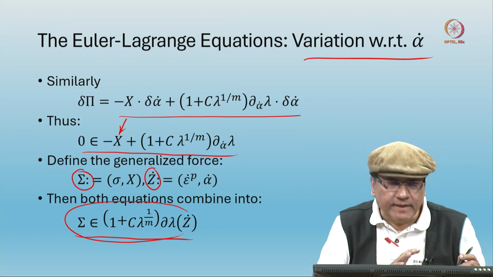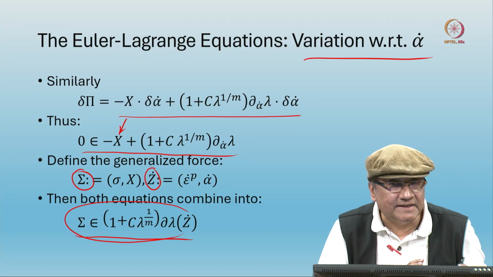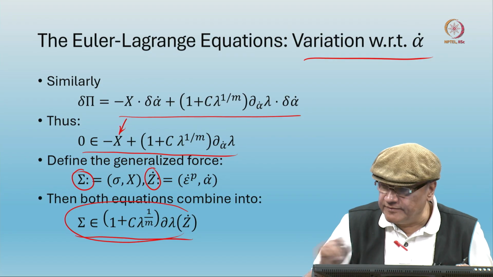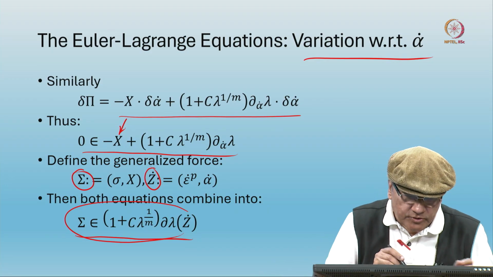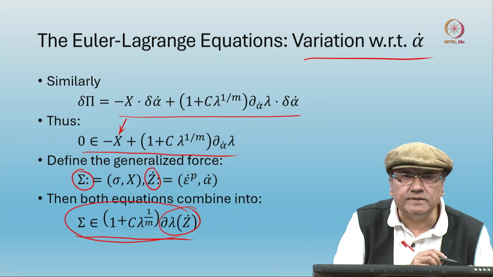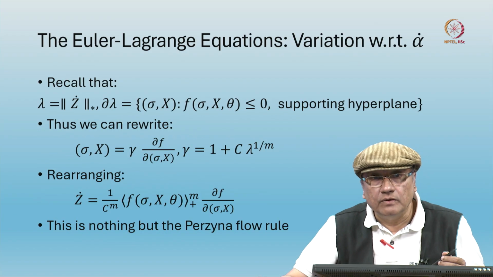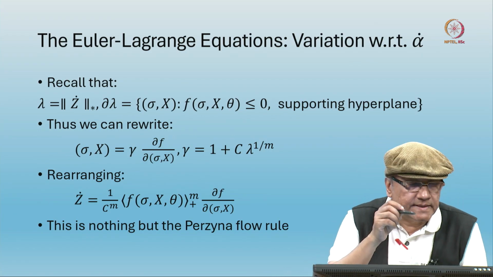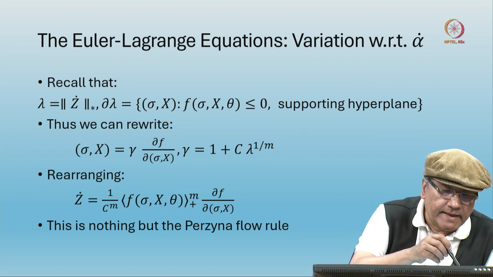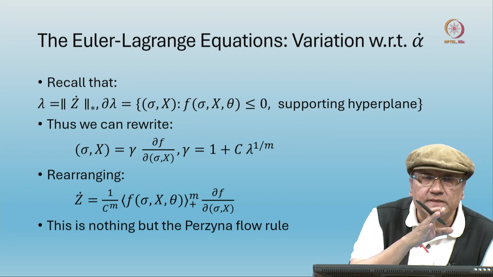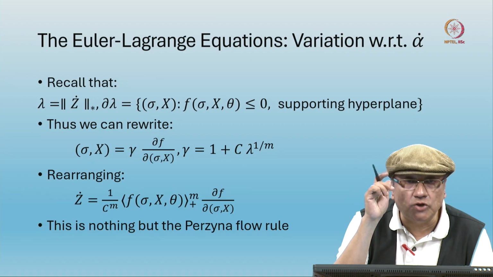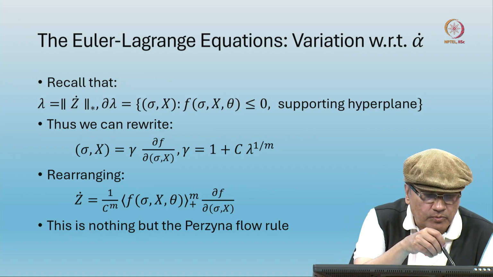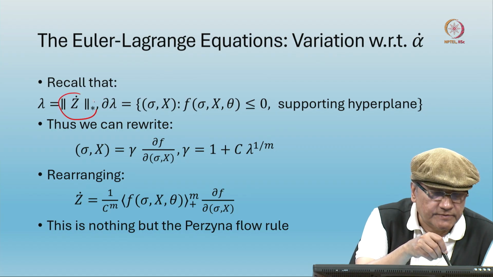So this is my Euler-Lagrange equation basically, that is what we get, but we can actually simplify it, because we still have to do this, we can simplify these quantities. First of all, recall that in terms of these combined variables Z dot, lambda is the dual norm of Z dot.